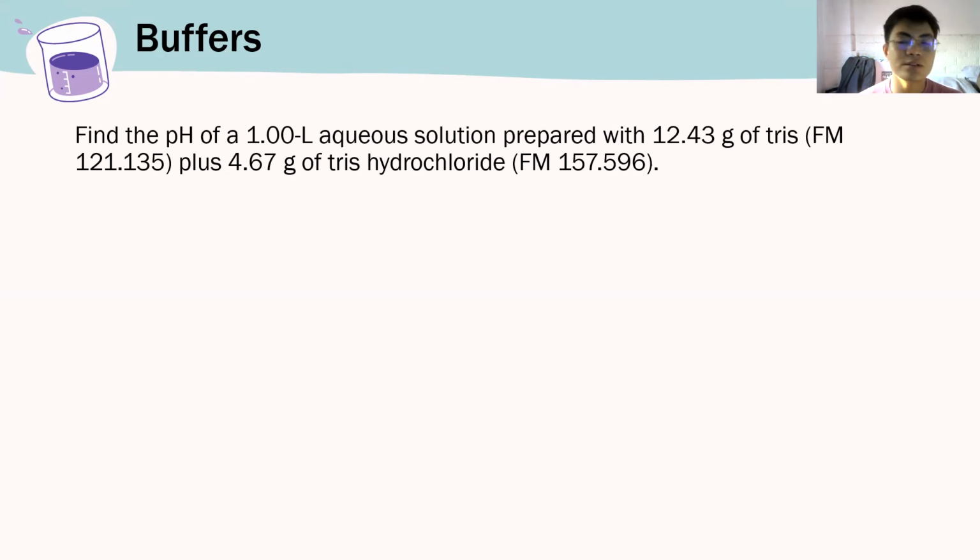So what do we know about tris? Tris is a buffer used in biology, for example when you're isolating proteins. It is a base, because its partner, tris hydrochloride, is acidic. So tris is your base and tris hydrochloride is probably your conjugate acid. The appropriate equation for this one is the base form of the Henderson-Hasselbalch equation.